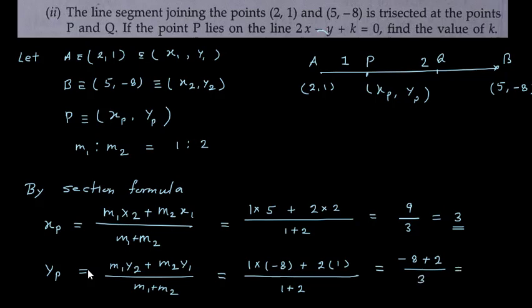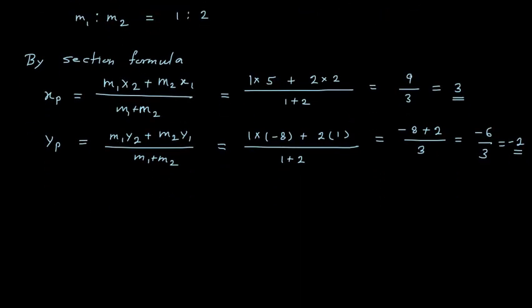Okay, so xp and yp we got. Therefore we will say that point P is (3, minus 2). This is the first part. We have got the coordinate of point P.